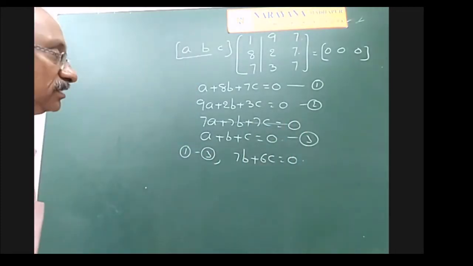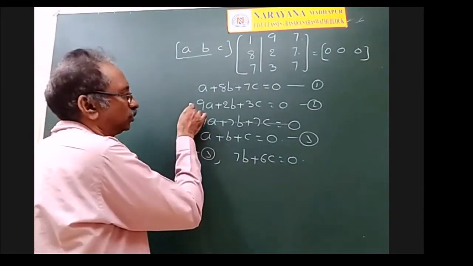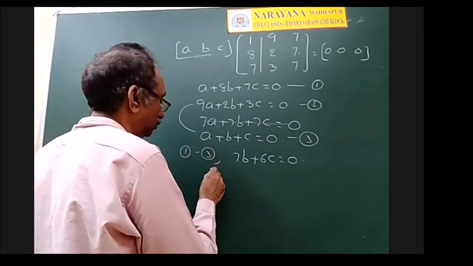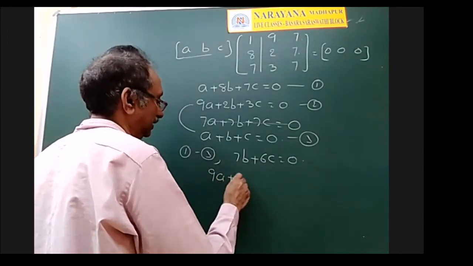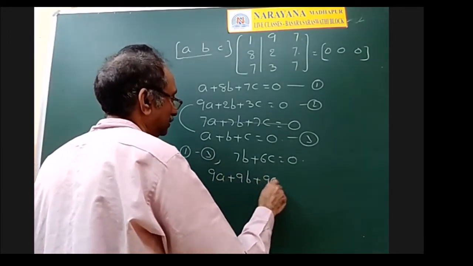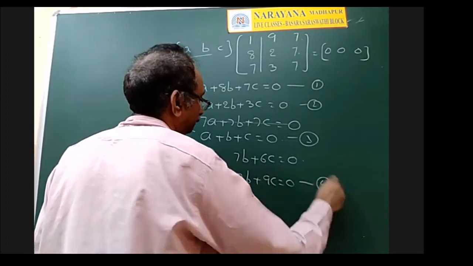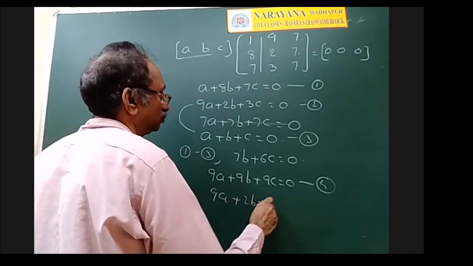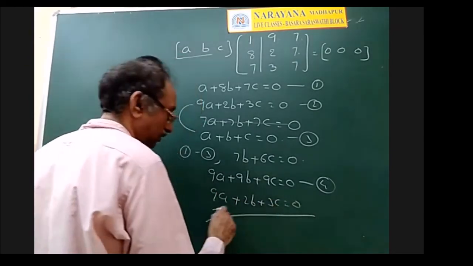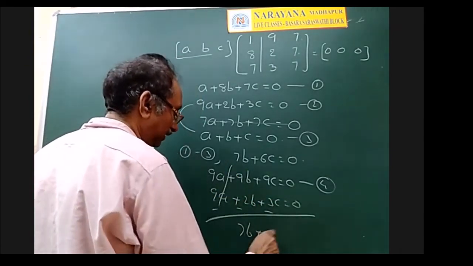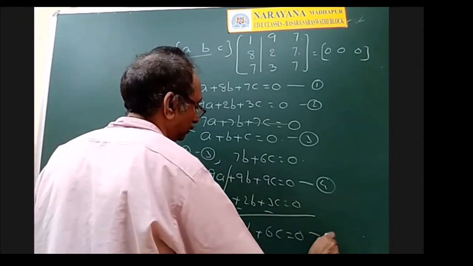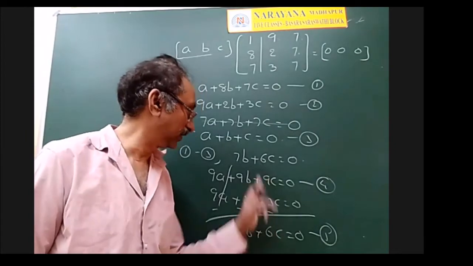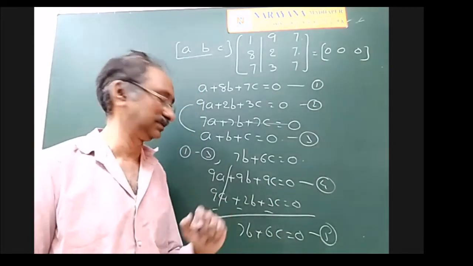So keep like that. And now again I want to eliminate A from these two equations. So first of all, what I will do? I will multiply this with minus 9, 9A plus 9B plus 9C is equal to 0. And I will write here second equation 9A plus 2B plus 3C is equal to 0. Subtract. So 7B plus 6C is equal to 0. See, I am not getting any extra equation. Same equation I got. Say 7B plus 6C is equal to 0.